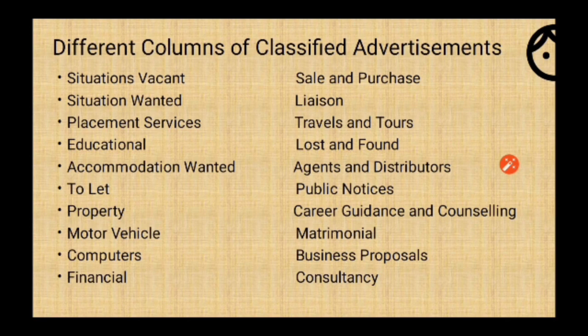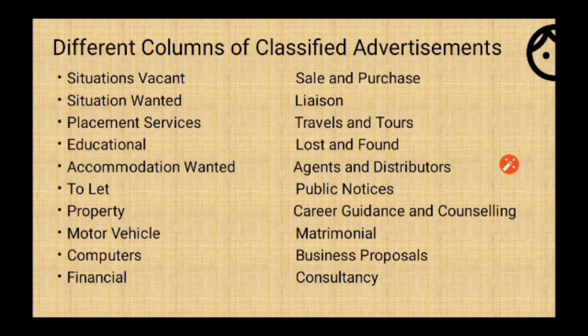Come to some of the classified advertisements. So we have told there are two types of advertisements: classified advertisements and display or general advertisements. Okay, so we are talking about classified advertisements. What are the different categories under classified advertisements?